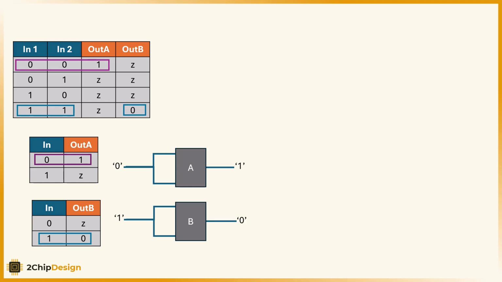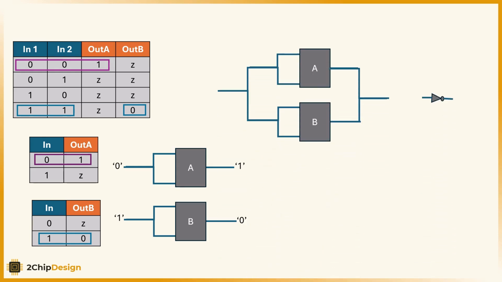Now observe. When we input 0, both inputs become 0, 0, and component A gives us 1. When we input 1, both inputs become 1, 1, and component B gives us 0. Let's see what happens when we use them together.